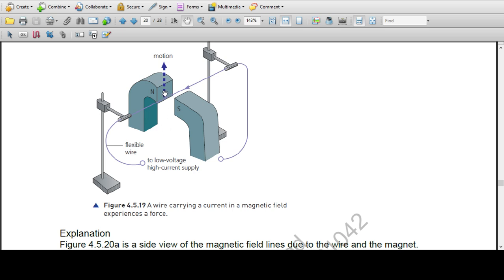Using Fleming's left hand rule, the first finger points the field direction from north to south, while the current is coming out, so force will be upward. In this direction the current is coming out, so force will be in the upward direction. The current is going inside from here to here, the force will be downward.